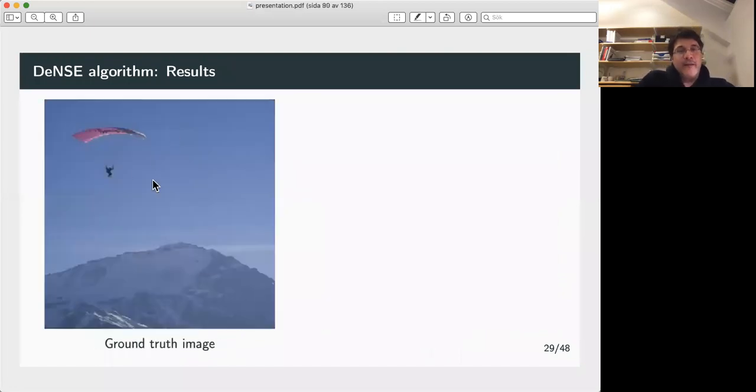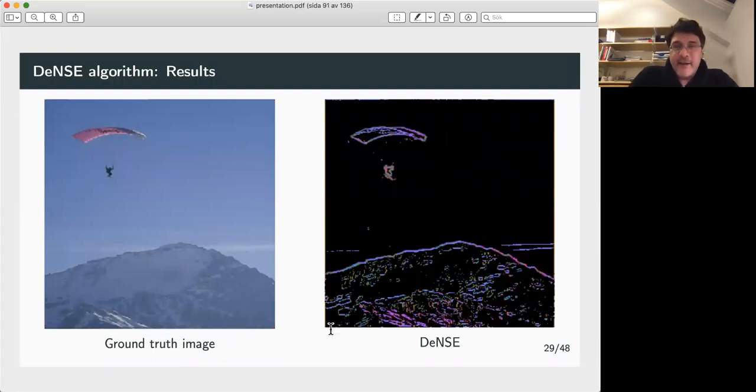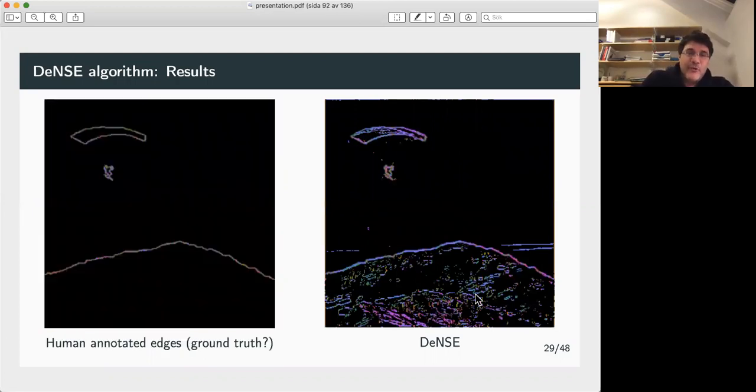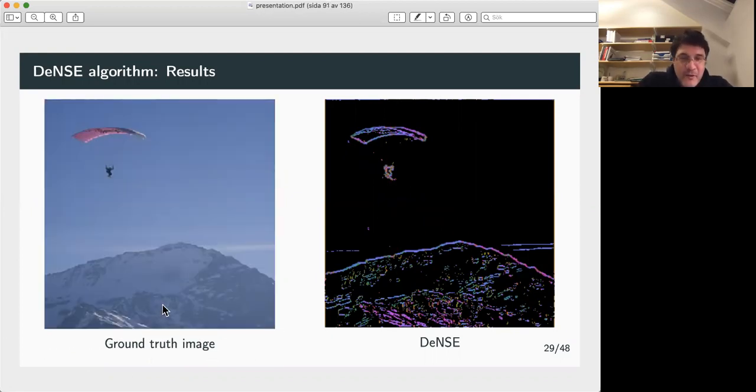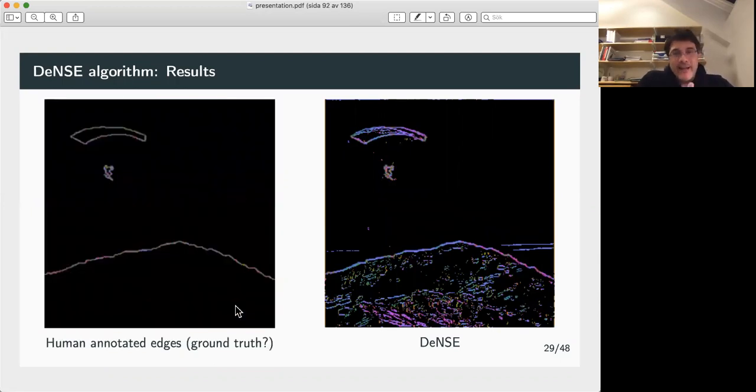You could also look at a more natural image, like a photograph here. And if you apply DeNSE here, this is what it would produce. And then you might look at the ground truth edges here. Well, this is human annotated, so it's a good question: is this the ground truth? I mean, a human has chosen to not work out all the small edges that you might have in this part. But nevertheless, this is essentially to give you a feeling.